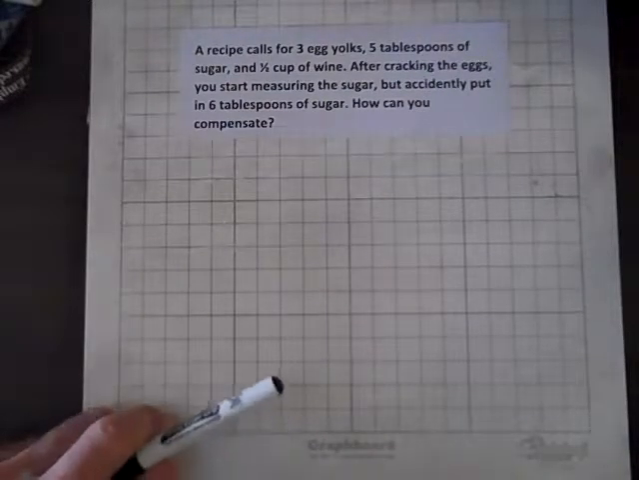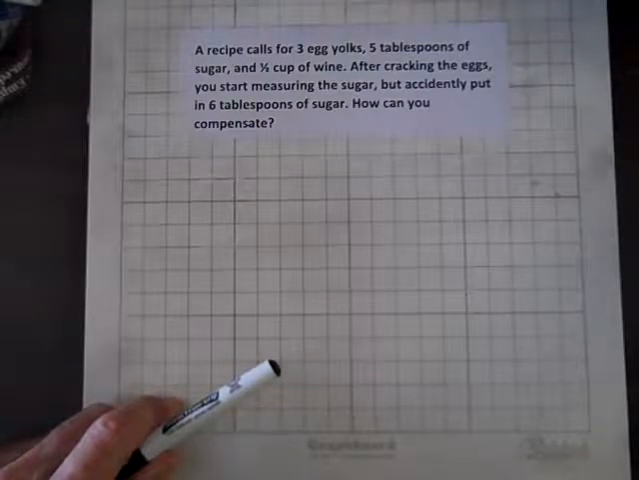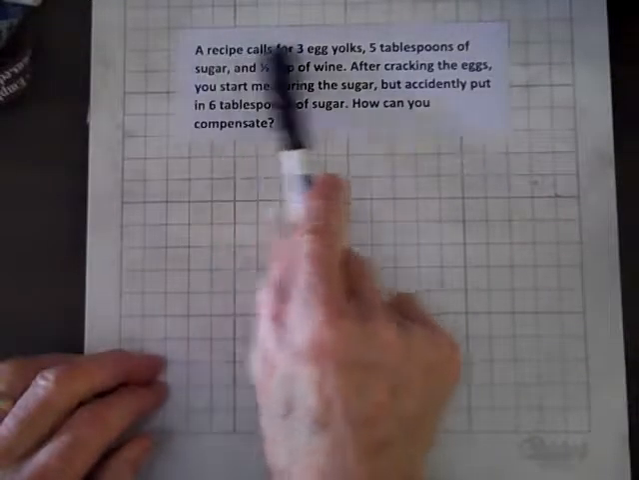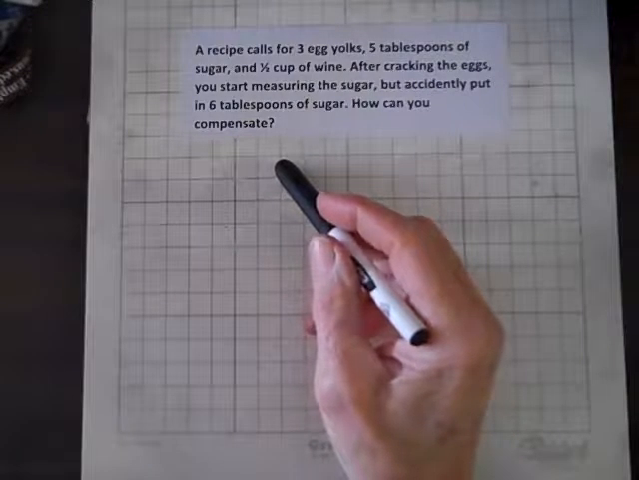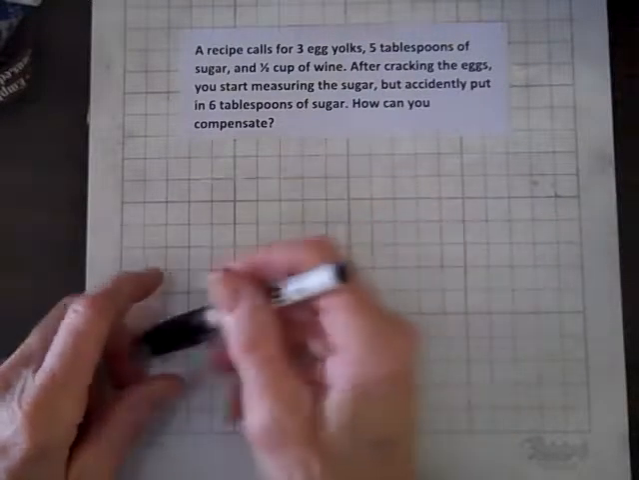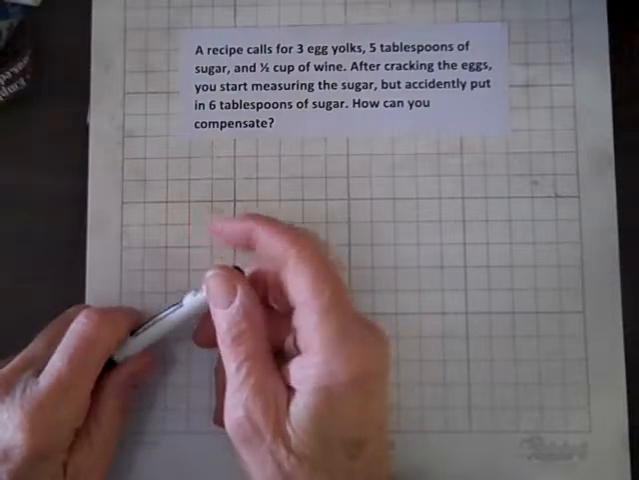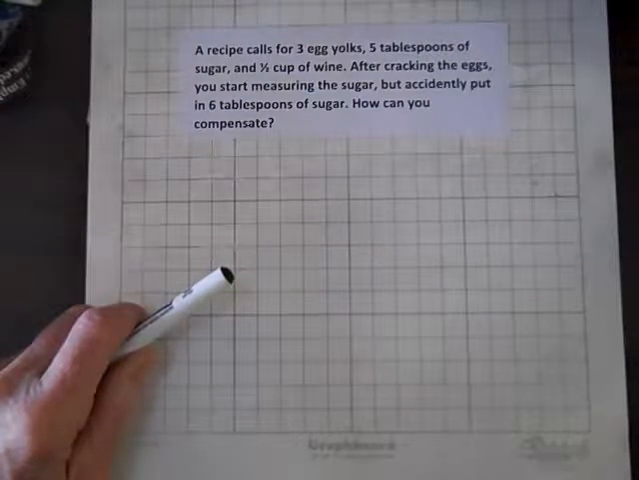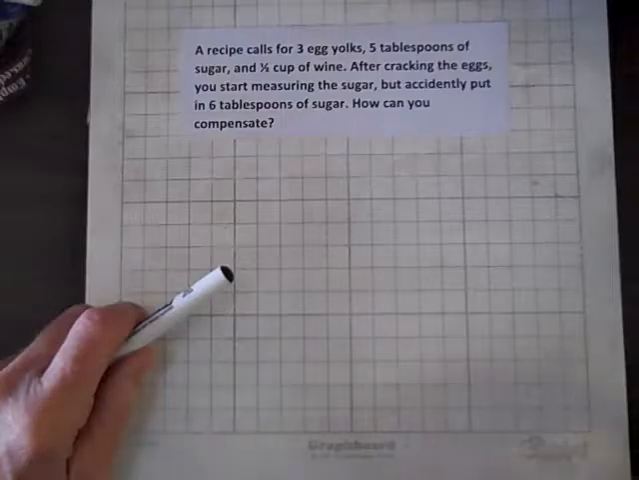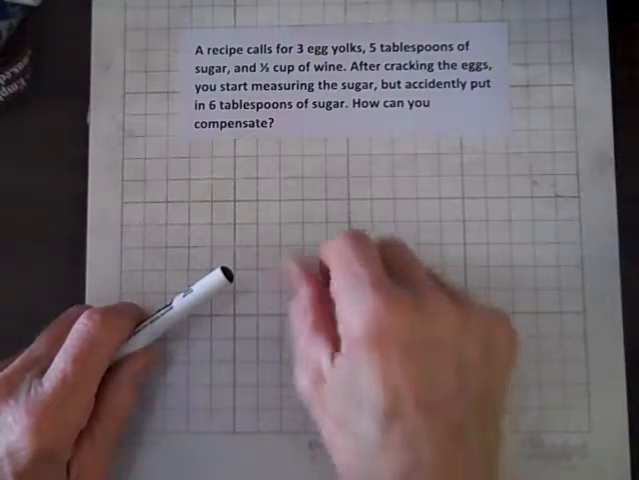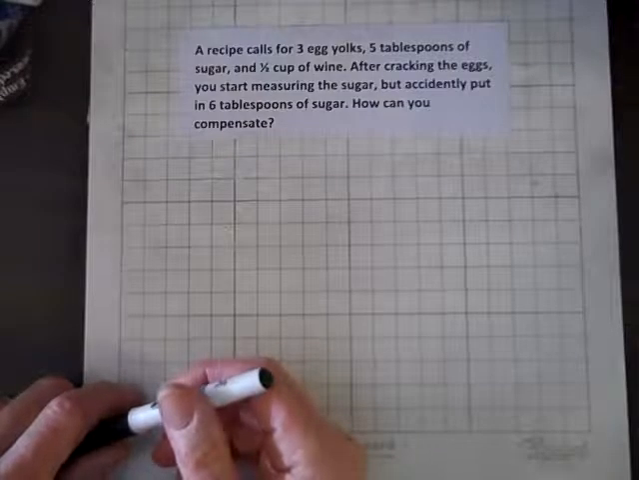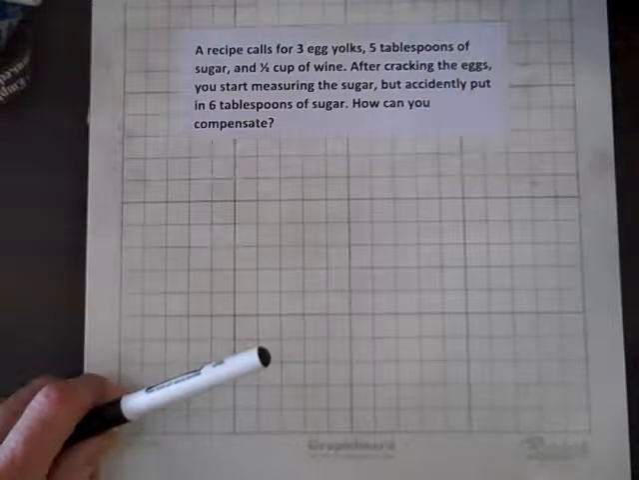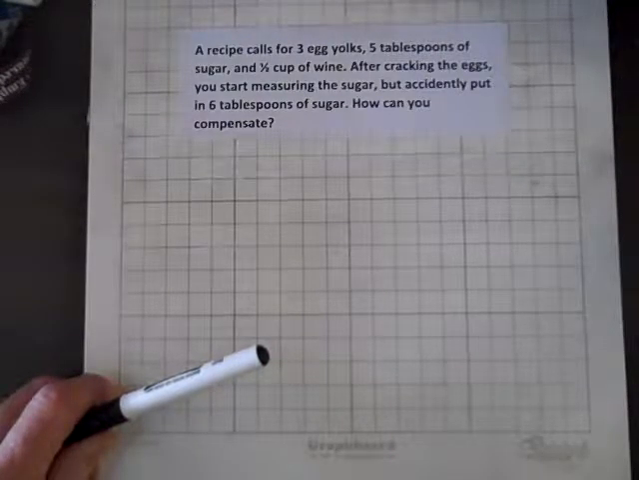Well, now we have another proportion problem. It turns out the recipe calls for 3 egg yolks, 5 tablespoons of sugar, and half a cup of wine. So after cracking the eggs, you start measuring the sugar, but accidentally put in 6 tablespoons of sugar rather than the called for 5. So how can you compensate?